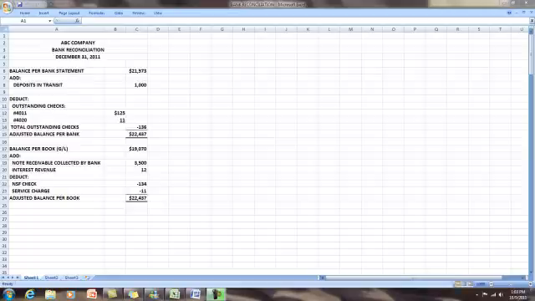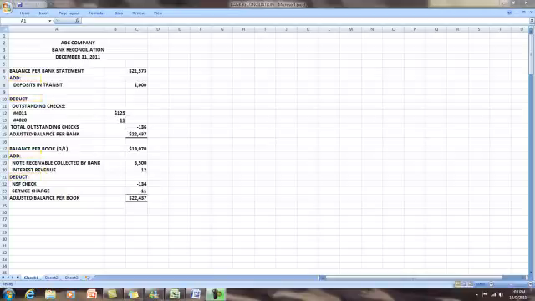So let's look at the bank reconciliation for ABC Company. You can see that we started with the balance per bank statement of $21,573. This comes directly from the bank statement. Then about halfway down the page, we have the balance per book, which is the ending cash balance from the general ledger. We divide each section into add or deduct.